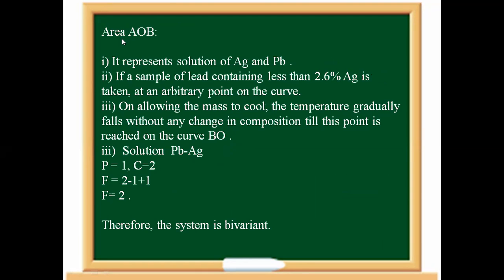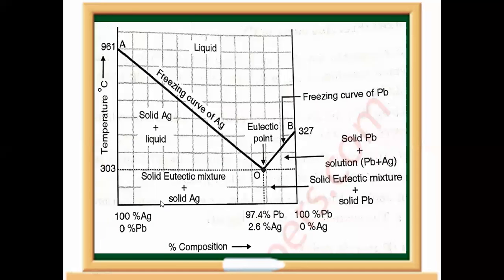Otherwise it is very simple to understand that area AOB represents solution of lead and silver, where the number of phases is 1, the number of components is 2, and F is equal to 2, where the system is bivariant. Okay, so these are the two different curves, OA and OB, and the eutectic point O and area AOB. So this is the entire explanation of the phase diagram for the two component system. Have you all followed it very nicely?